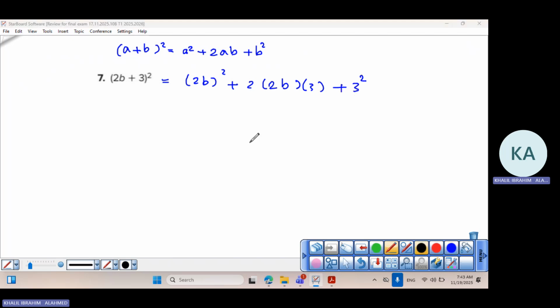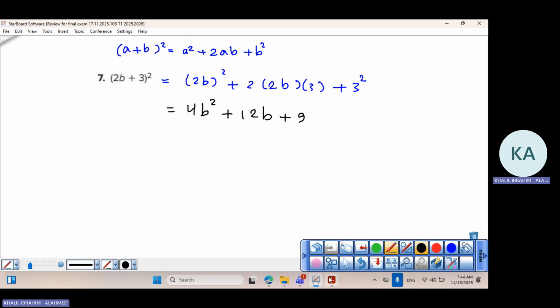The answer is 2 to the power 2, 4, 4b squared, plus 2 times 2 times 3, 2 times 2, 4 times 3, 12, 12b, plus 3 to the power 2, 9. Be careful about this, not 6. Yes, the common mistake, some students say 6. No, 3 to the power 2 means 3 times 3 equals 9. This is the final answer.